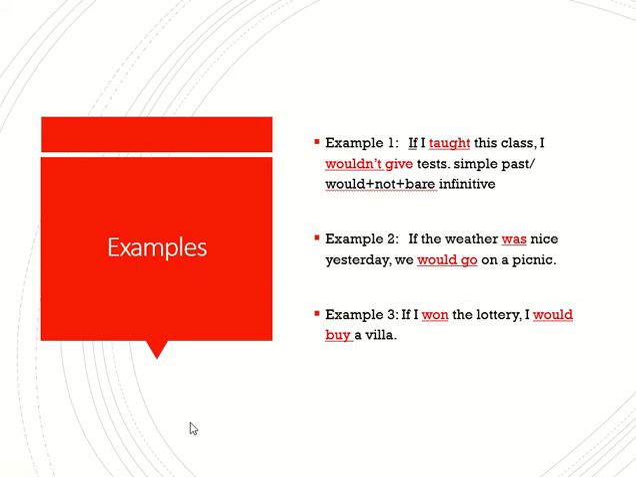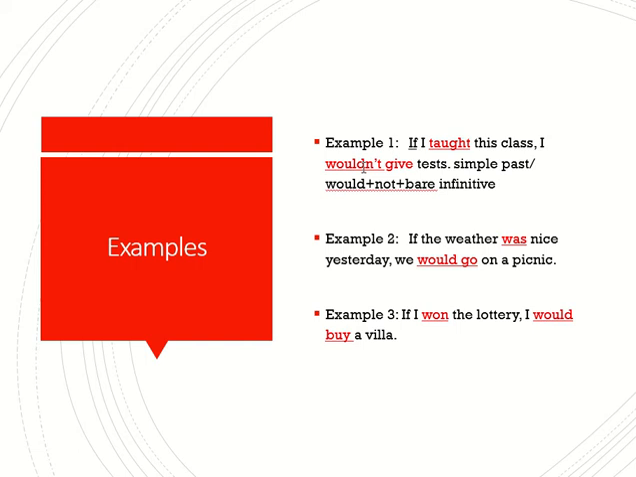Look at these examples. Example 1. If I taught this class, I wouldn't give tests. Simple past in the first part, and in the second part we have would plus not plus infinitive verb. Here we have taught, simple past, verb 2 of teach. In the second part we have to put would, or wouldn't if it is a negative form, plus verb 1 or the infinitive verb.